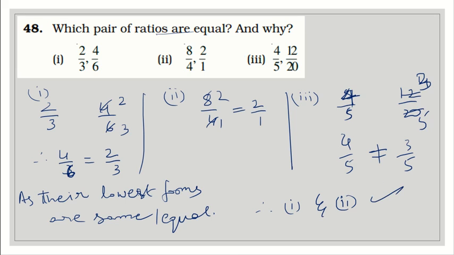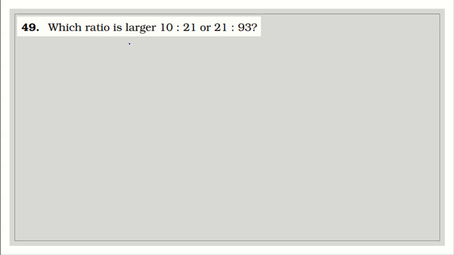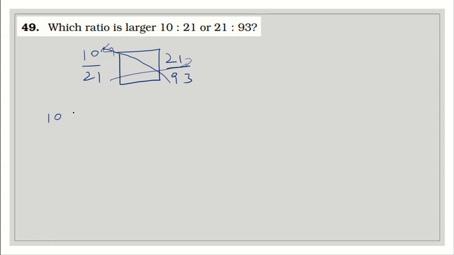Now moving on to question number 49: which ratio is larger, 10 by 21 or 21 by 93? When you are asked to compare them, let me show you an easy way of comparing. See children, do the cross multiplication. That means take this 93 there and this 21 here. That means 10 into 93, here 21 into 21. 10 into 93 is 930. 21 into 21 is 21 square, which is 441.